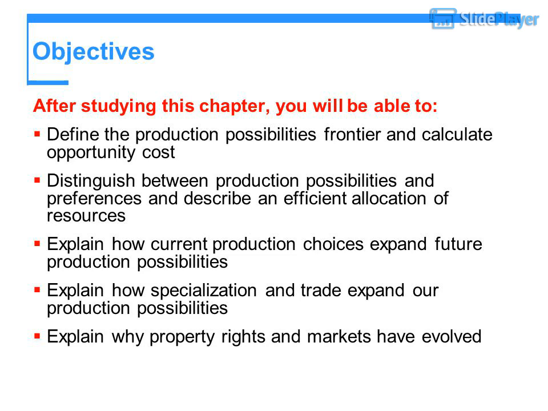Define the production possibilities frontier and calculate opportunity cost. Distinguish between production possibilities and preferences and describe an efficient allocation of resources. Explain how current production choices expand future production possibilities. Explain how specialization and trade expand our production possibilities. Explain why property rights and markets have evolved.